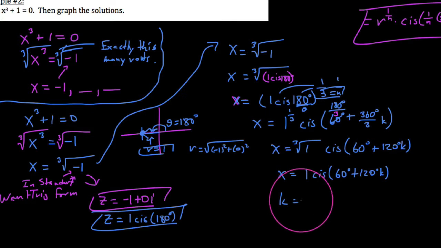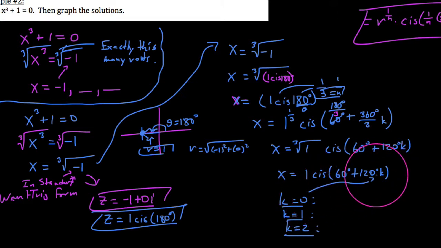Furthermore, what do our k values need to be here? We start at 0 and go up to 1 less than the root we're taking. In this case we're taking the cube root, so we need to find 3 separate roots, and of course when you take the cube root, you should have 3 roots. When you plug 0 in for k, you always just get the first angle. So we get 1 cis 60 degrees.